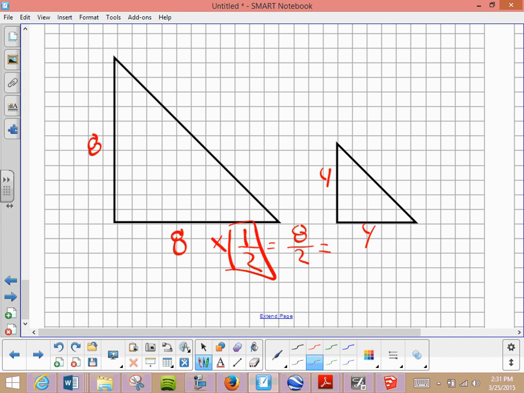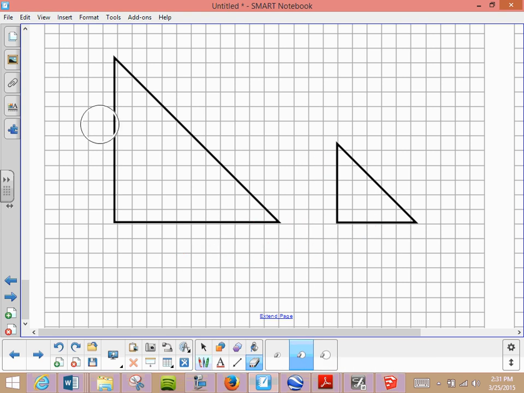But if you notice, I'll show you another trick. Let's pretend that the shapes are proportional and that this one is 2 and this one is 8. What would I have to multiply this by to get me 2?